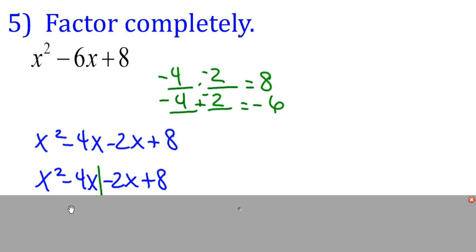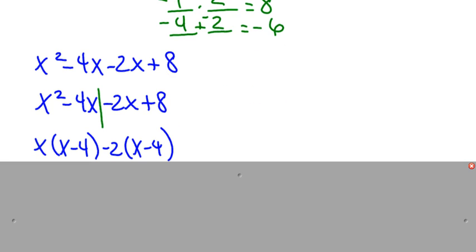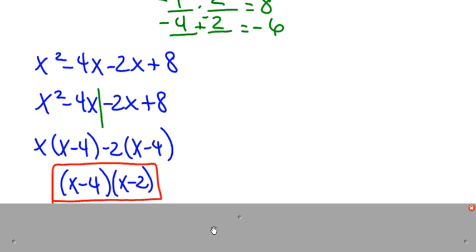So the pair on the left has an x that we can divide out. The pair on the right has a negative 2 that we could divide out. We can see that x minus 4 is being multiplied by x and negative 2. Therefore, our factored form would be x minus 4 times x minus 2.